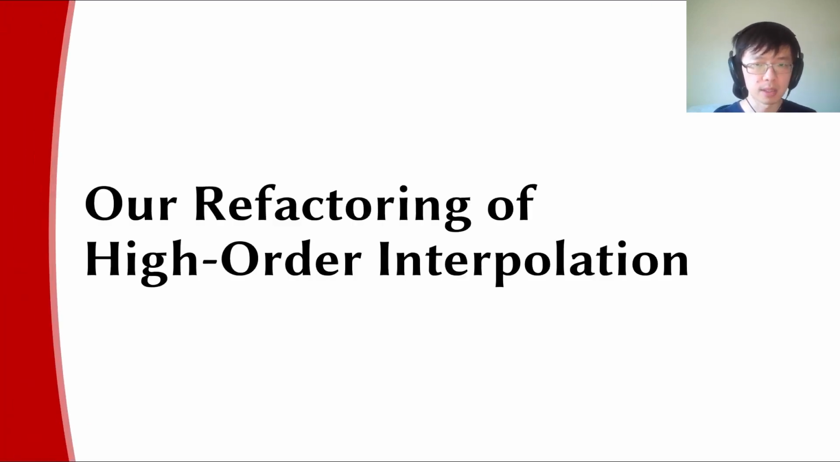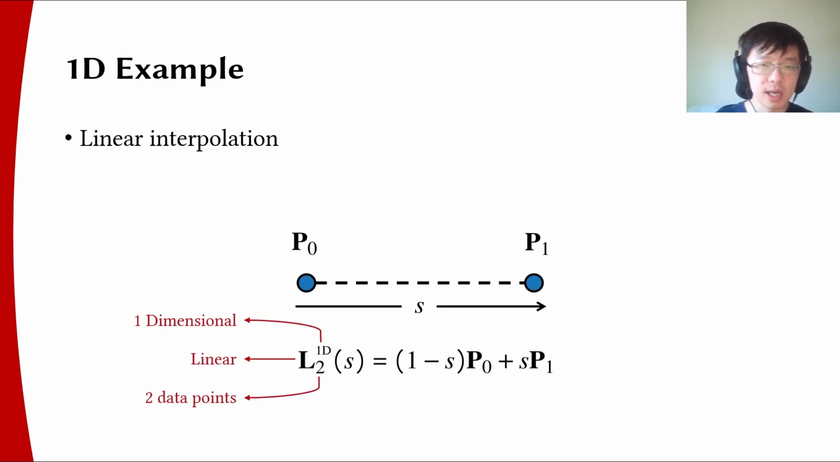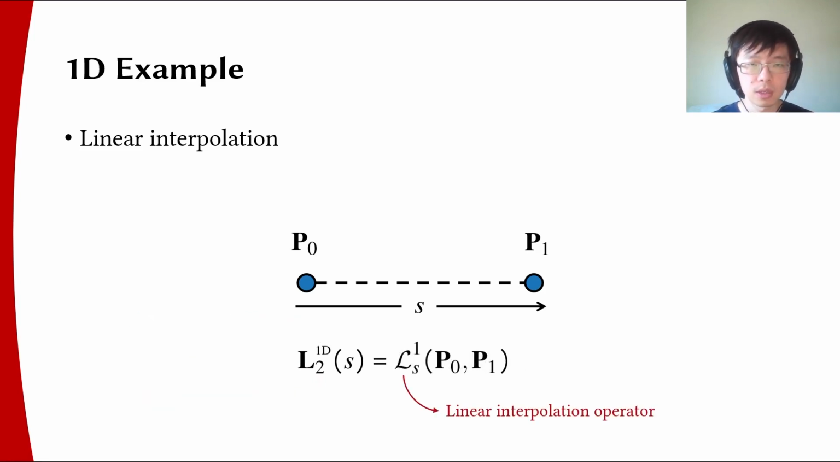The key to our method is refactoring high-order interpolation into multiple linear interpolations. To explain our method, we begin with a simple 1D example, which is interpolating 2 points along a line using a parameter s. We use this L2 symbol to denote linear interpolation in 1D with 2 points. The right-hand side of this L2 equation can be defined as the linear interpolation operator. We will reuse this operator later.